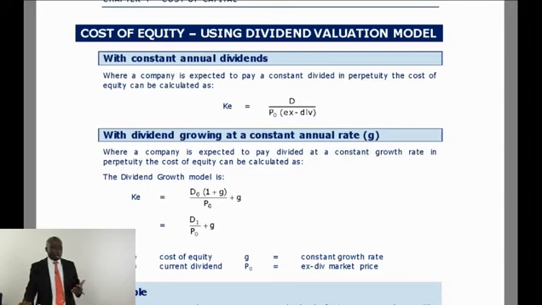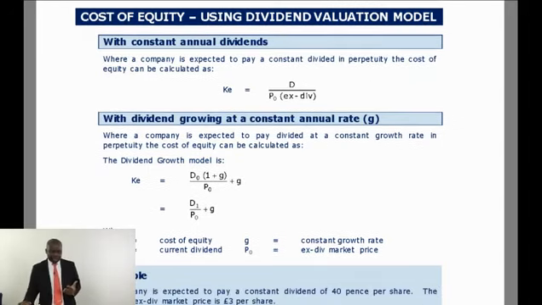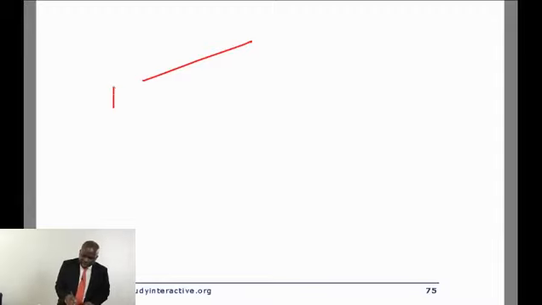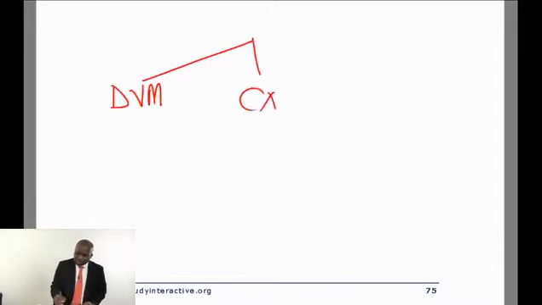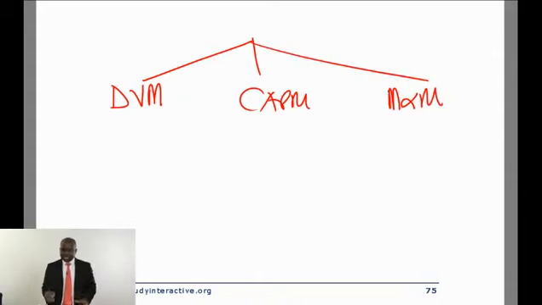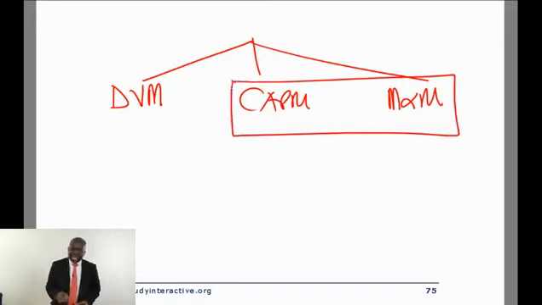How do we calculate cost of equity? There are four main ways of calculating cost of equity. The first one is what is called the dividend valuation model. The second one is what is called the CAPM, capital asset pricing model. The third one is the Modigliani and Miller. And the fourth one is the Modigliani and Miller and CAPM combined. Okay, we're going to see all of them.